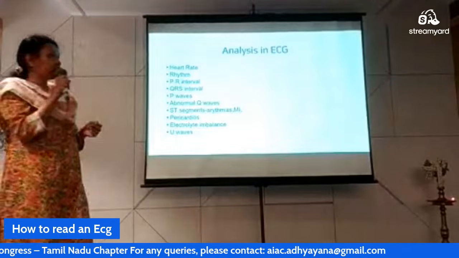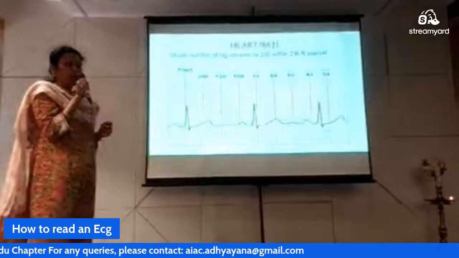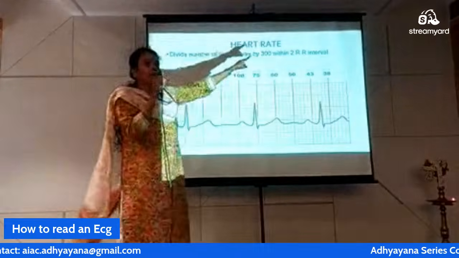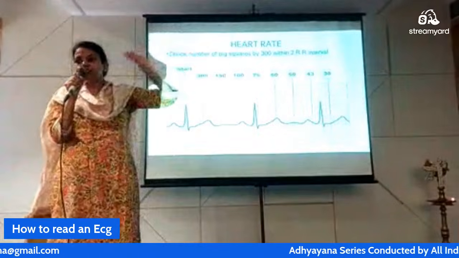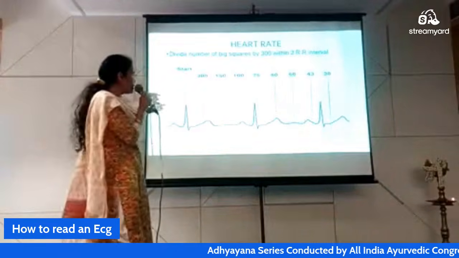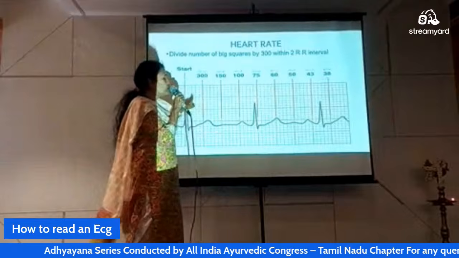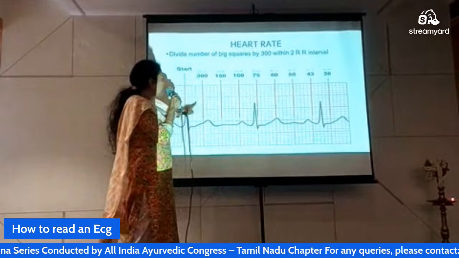Next slide. Heart rate. How will you know the heart rate? Everyone knows that in a normal ECG, they write the heart rate in the right-hand corner so you can easily see it. But an easy way to calculate it is to take 2 R intervals and divide: 300 divided by the number of big squares.